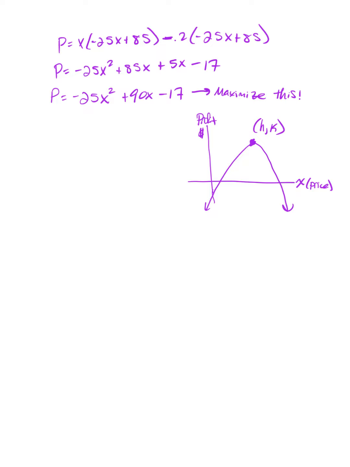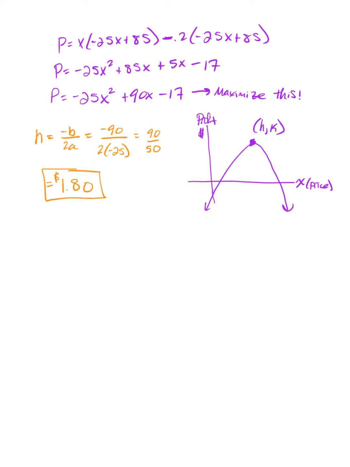The way you find H of the vertex, the x-coordinate of the vertex of a parabola, is this formula: negative b over 2a. The opposite of b in this case is negative 90. 2 times negative 25, that's 2a. So that's 90 over 50, which is 1.8, or $1.80. So that's what Alma should charge to maximize profit.